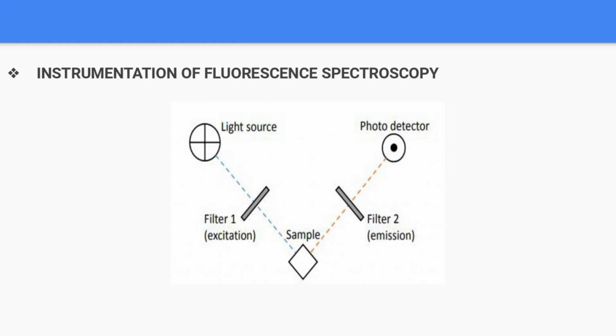This is the instrumentation of fluorescence spectroscopy. You can see a light source there. The light is passed through an excitation filter and it reaches the sample, from which the fluorescent light will be emitted, which is passed through filter 2, that is the emission filter, and finally it reaches the photodetector.